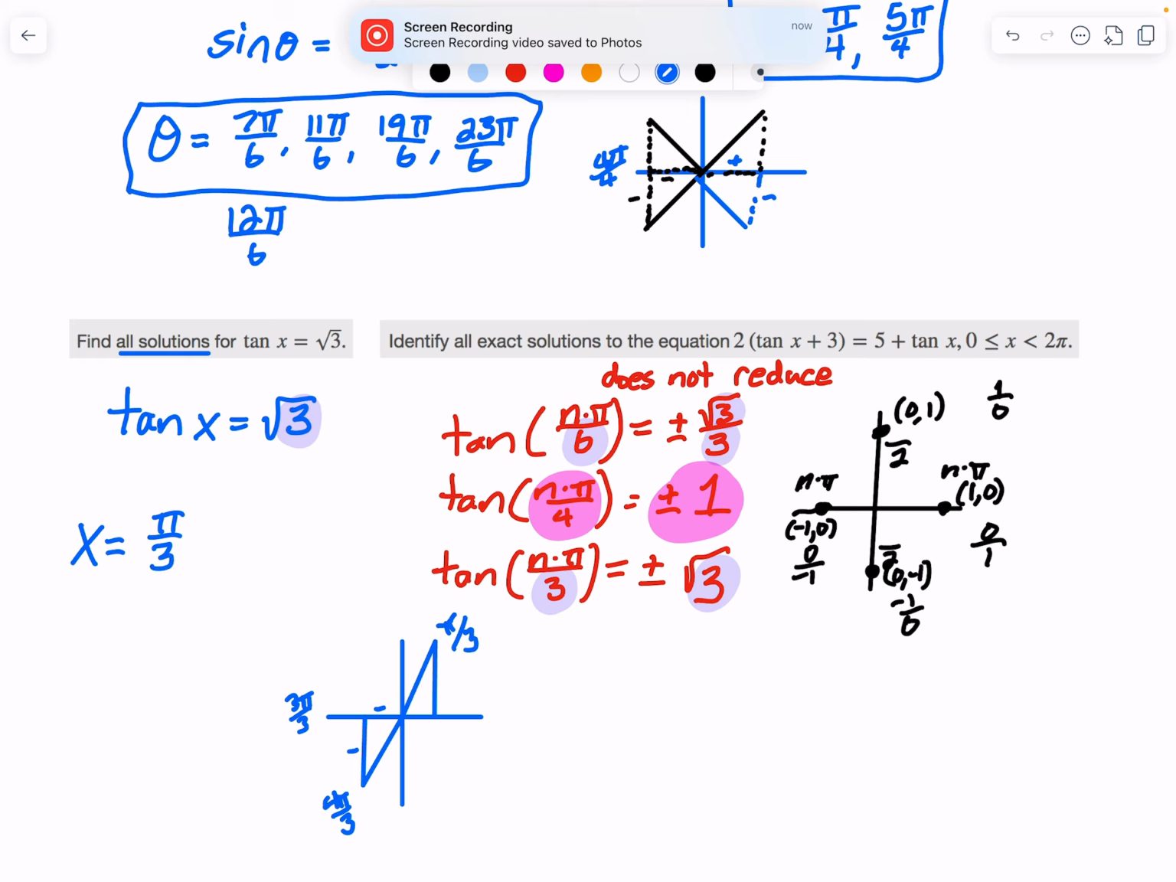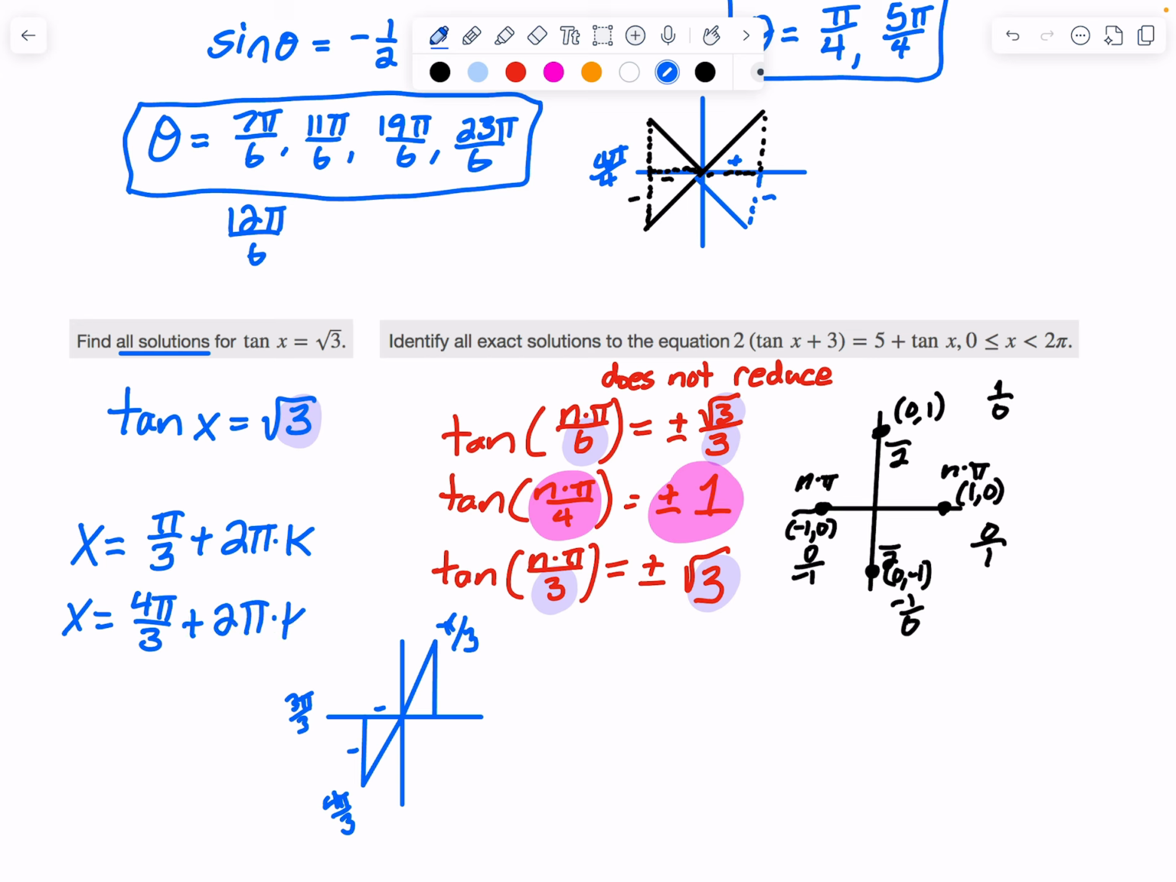That's okay, pi over 3. And then we're going to have a 2 pi times k for that revolution. And then we're also, would we say, 4 pi over 3 plus 2 pi k. So that answer is great. Like we have two answers.